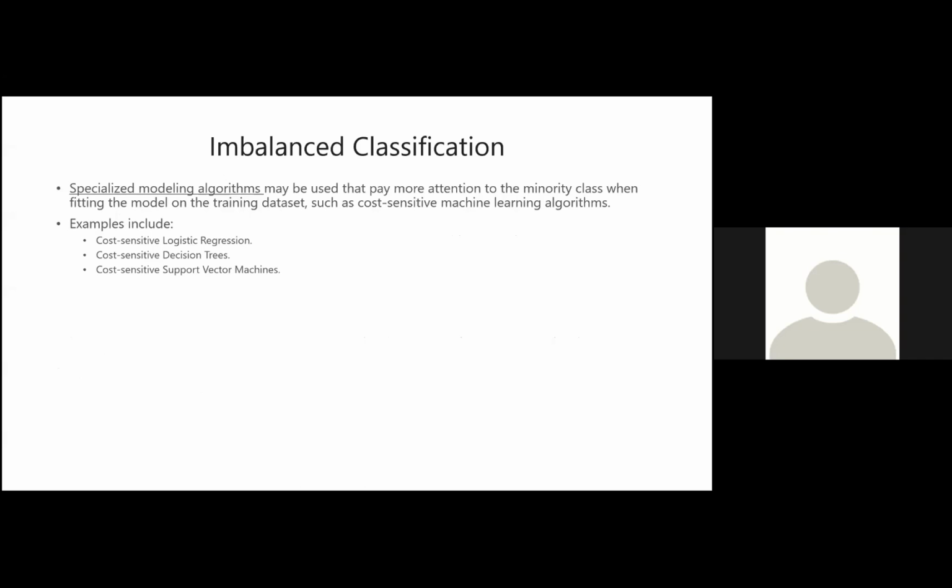And as multi-label classification, imbalanced classification techniques also need specialized versions of already existing algorithms. Some examples are cost sensitive logistic regression, cost sensitive decision trees, and cost sensitive support vector machines. All these models pay more attention to the minority class when fitting a model on the training set. This is the most widely used technique. So more attention is given to the minority class.